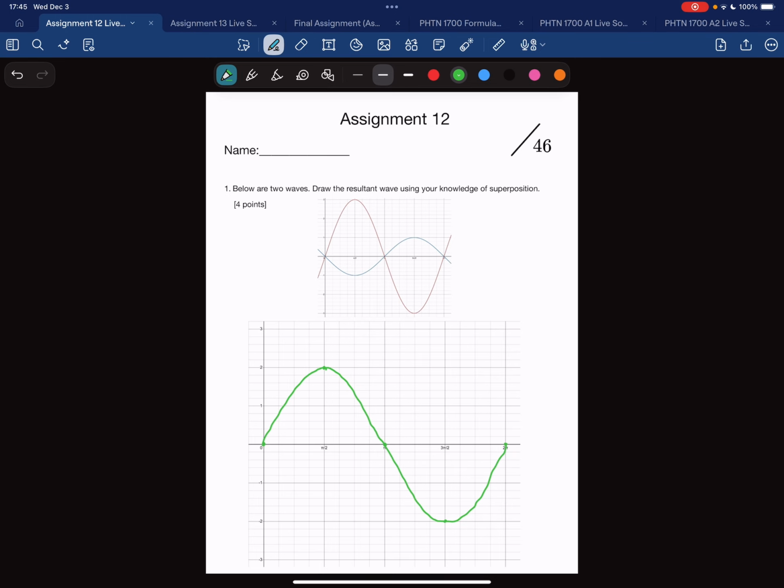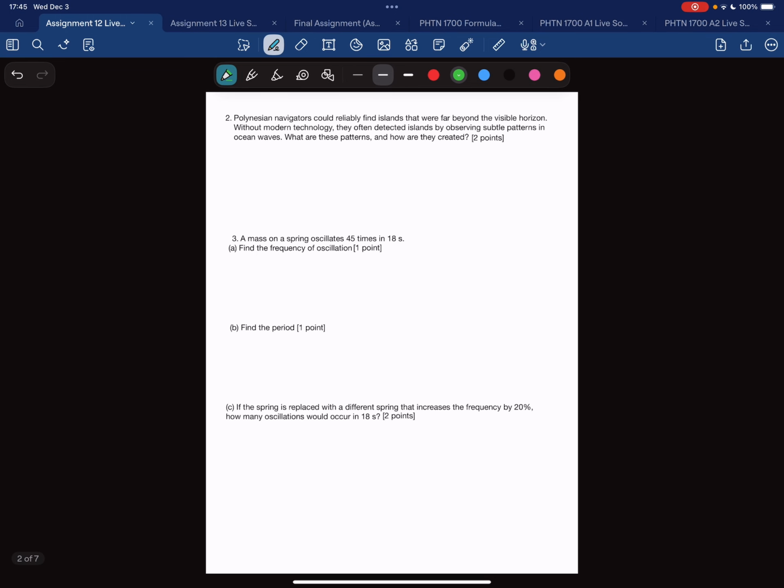Okay, so that was our answer there. 2. Polynesian navigators could reliably find islands that were far beyond the visible horizon. Without modern technology, they often detected islands by observing subtle patterns in ocean waves. What are these patterns, and how are they created?